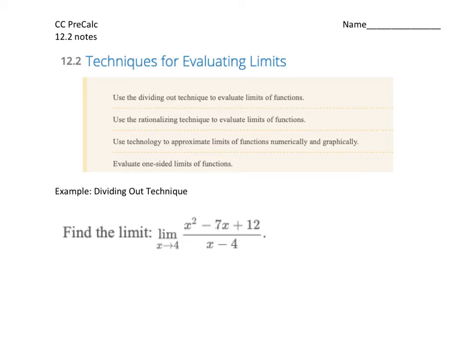So in 12.2, we're going to do these three things. We're going to divide out to find limits. We're going to rationalize to find limits. We've already kind of done the third one. And then we're going to look at one-sided limits.